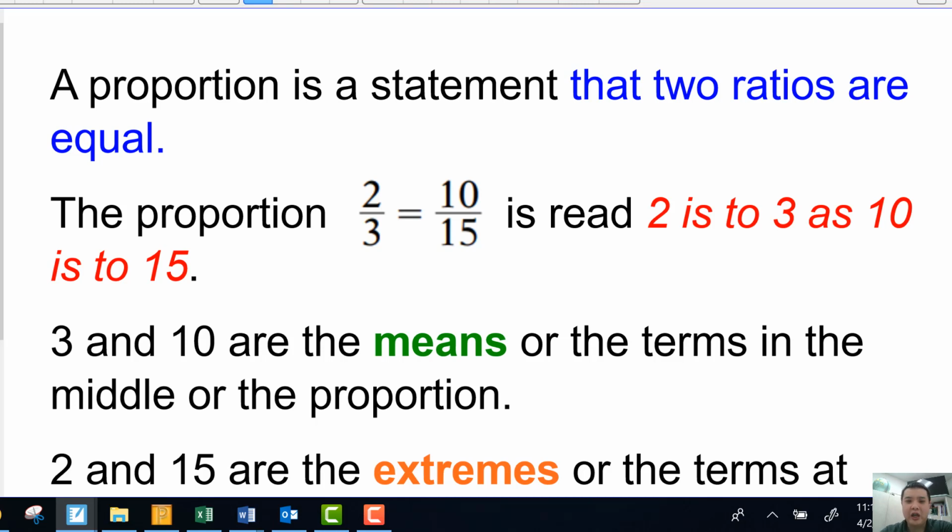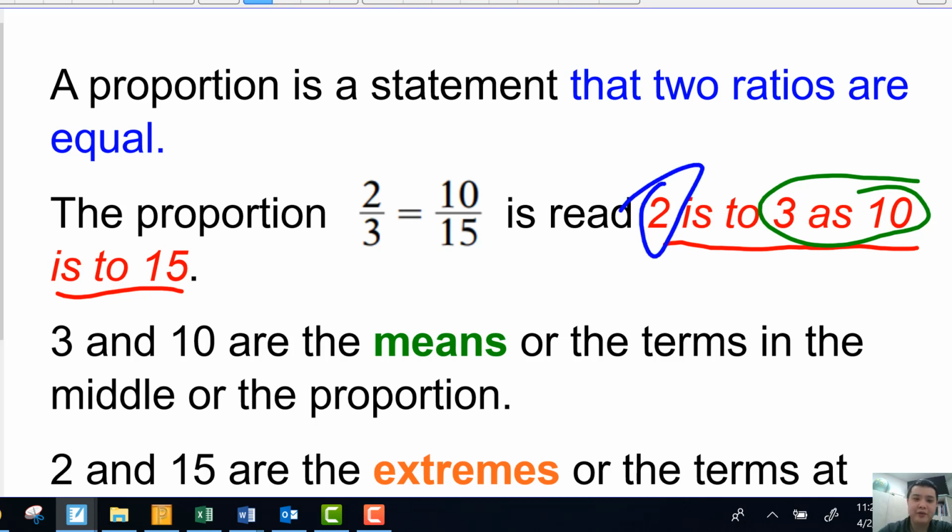So the proportion 2:3 equals 10:15 is read as 2 is to 3 as 10 is to 15. We call 3 and 10 the means, or the terms that are in the middle of the sentence. So right here, this is the middle of the sentence, 3 as 10. Those are called the means. The extremes are the ones on the outside. So there's 2 and 15. So 2 and 15 right here are called the extremes, and the means are the 10 and the 3.